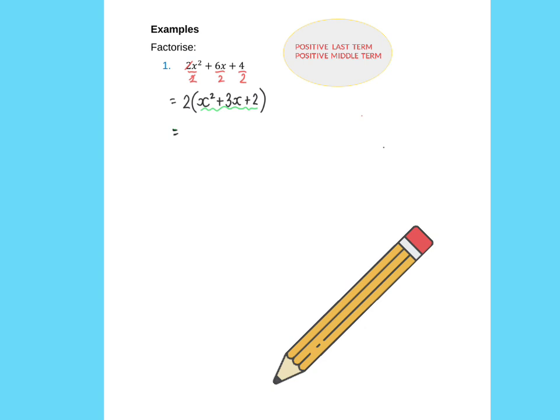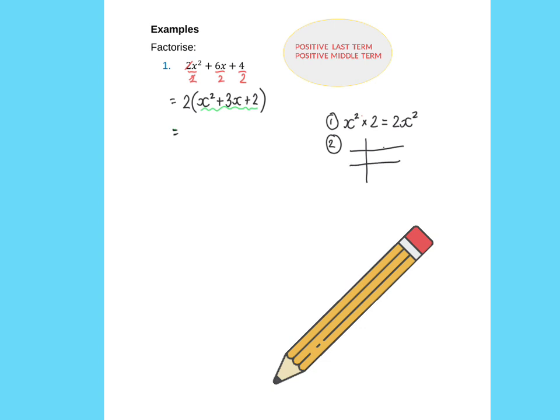So step number 1 is multiply first and last term. x squared times 2 is 2x squared. Step number 2 is that you have to write the table. Since this is a prime number, the only factors will be 2 and 1.